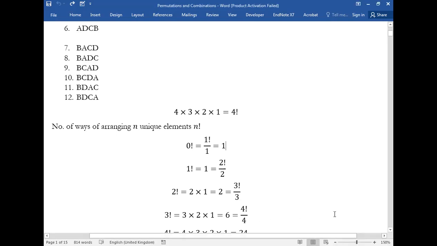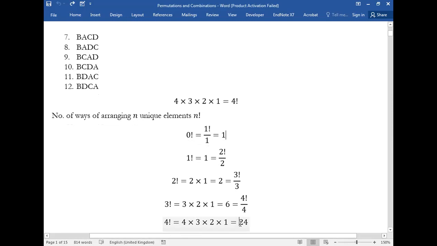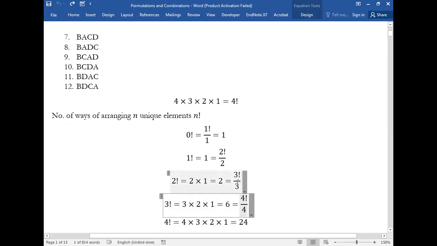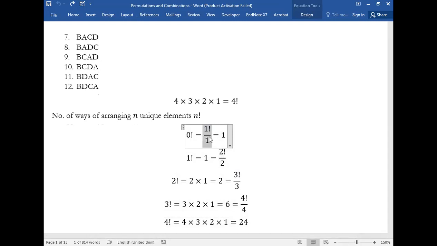दोबारा बात समझो. What is 4 factorial? 24. 4 factorial divided by 4 is 3 factorial. 3 factorial divided by 3 is 2 factorial. 2 factorial divided by 2 is 1 factorial. 1 factorial divided by 1 is 0 factorial. The value is not 0, 0 factorial will be 1.